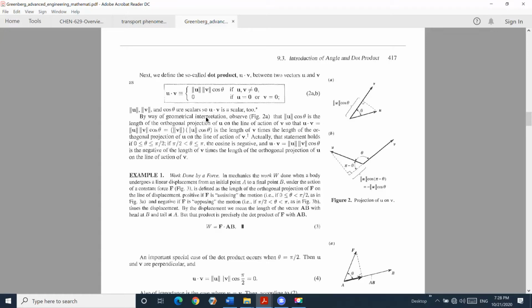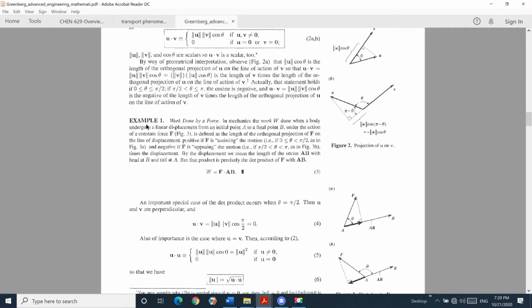By way of the geometrical interpretation, observe Figure 2a here: the norm of u times cosine theta is the length of the orthogonal projection of u on the line of action of v. So the dot product of u and v is represented by the length of u, the length of v, and cosine theta, and it gives the length of v times the length of the orthogonal projection of u on the line of action of v in this direction. So this is the definition of the dot product.